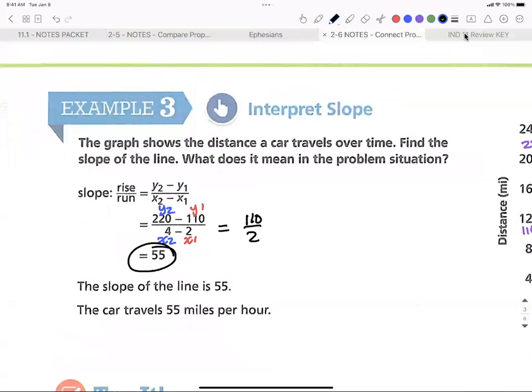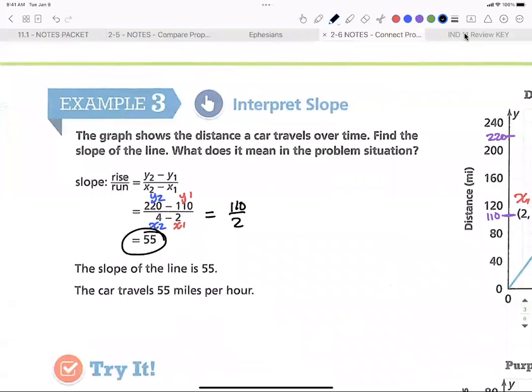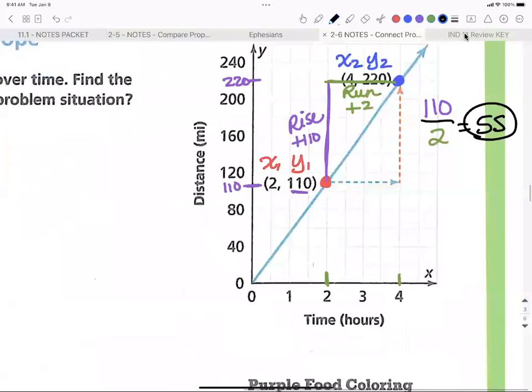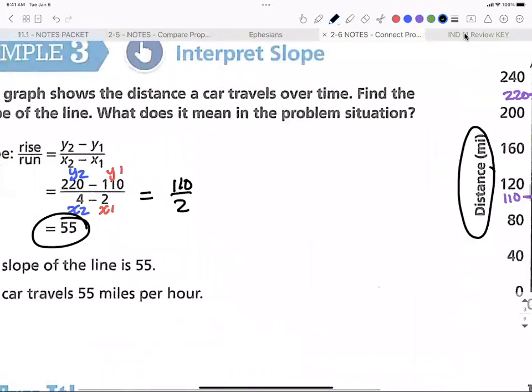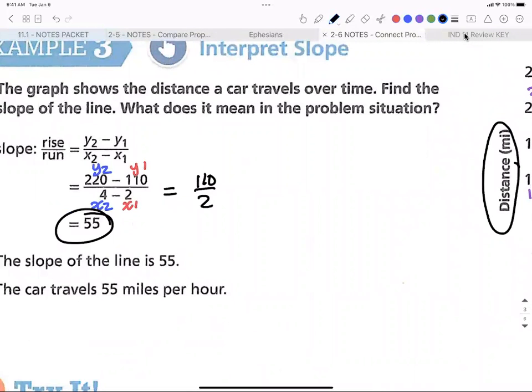Now it asks you to interpret it. Interpret the slope. What does it mean? This is going to change with every single problem because every graph tells its own story. This particular graph tells the story of distance traveled in miles over time in hours. So what this means, what 55 means, is that you go 55 miles, right, per what? Well, it's over 1, even though it's not written, but it is, per 1 hour.